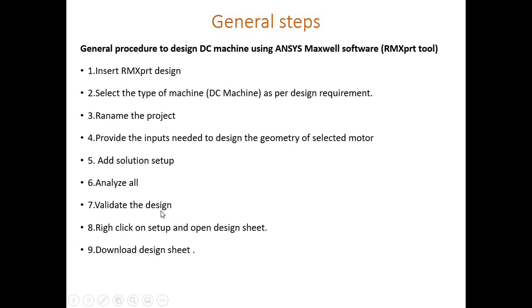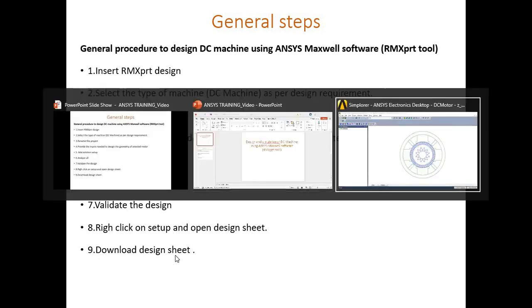And once our design is validated, then we need to right click on the setup, and then we'll get the detailed design sheet. Then we can download that design sheet, or you can go through the different performance characteristics of the motor to confirm that your design is fulfilling the requirement of your application for which you are going to design the motor. Okay, so these are the general steps. Now we'll go to the software directly.